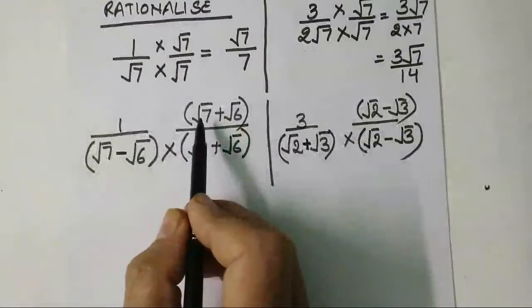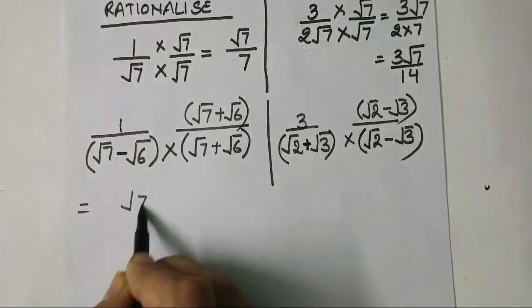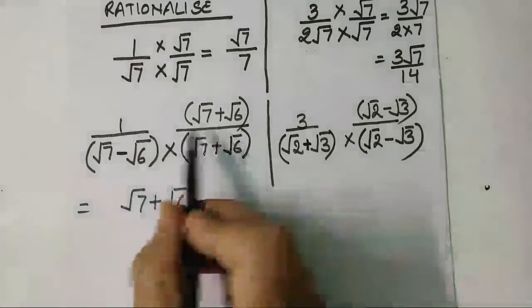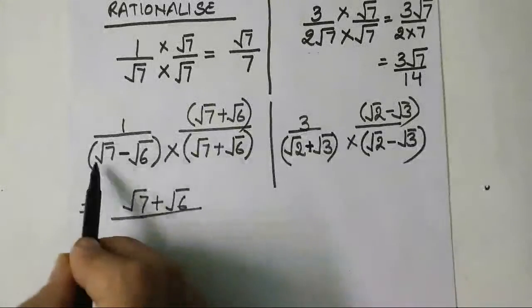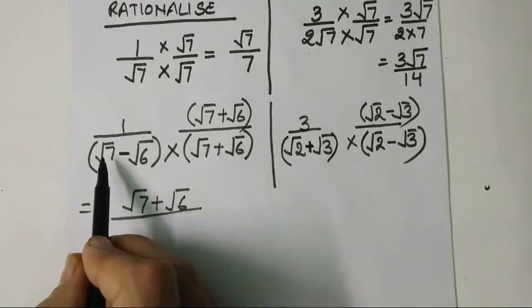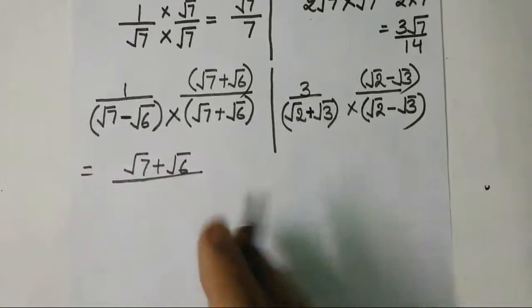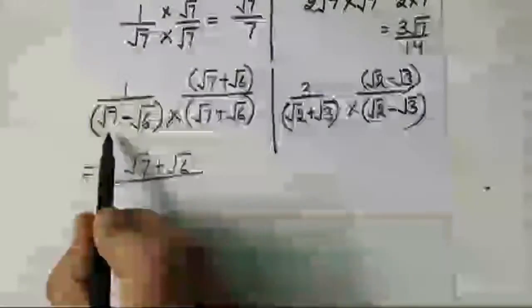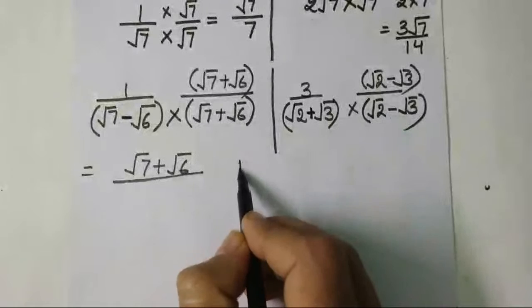When you multiply root 7 plus root 6 by 1, it will become root 7 plus root 6, because this into 1 will become root 7 plus root 6. When you multiply, this is a minus sign and this is a plus sign. This will be multiplied by using an identity here also and here also. So you have to use a formula.